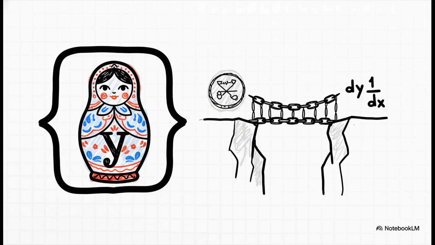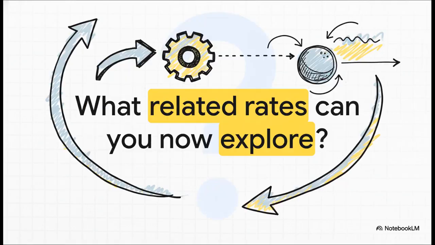We just pretend that y is some secret inner function of x. It becomes our new nesting doll. So every time we take the derivative of a term that has a y in it, we have to apply the chain rule. It's the bridge that lets us solve these otherwise messy problems. So think about it. We started with a simple puzzle, sine of x squared, and we ended up with a key that unlocks some of the biggest ideas in calculus.